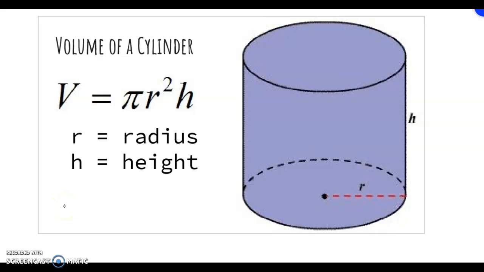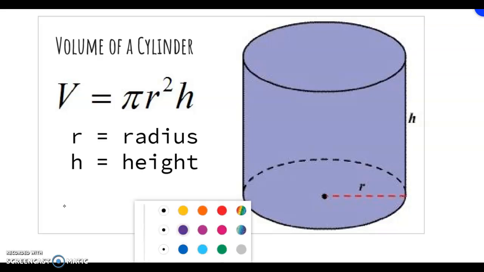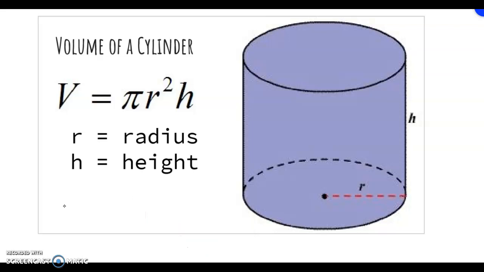Today's lesson is an intro to volume of a cylinder. So the formula that you need to write on your paper is V equals pi r squared times the height. Now the radius is half of the diameter. So you can see down here with the r, that is my radius.